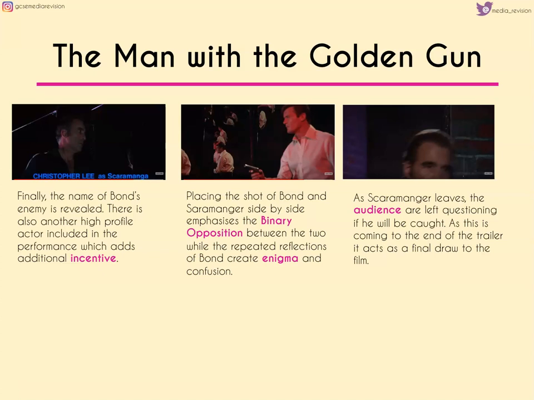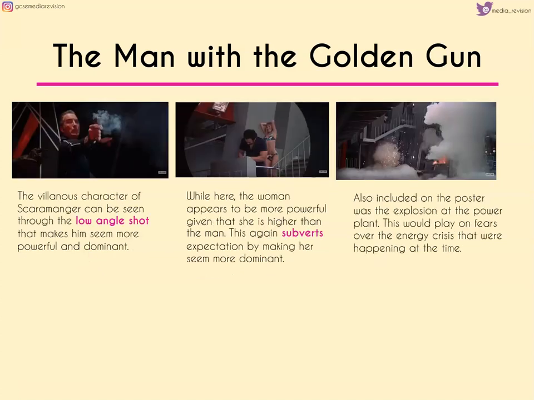Now, placing the shot of Bond and Scaramanga side by side emphasises this binary opposition between the two, and we have repeated reflections of Bond in the background to create enigma and confusion. As Scaramanga leaves, we're left questioning whether or not he'll be caught, and as this is coming to the end of the trailer, it acts as a final draw to the film.